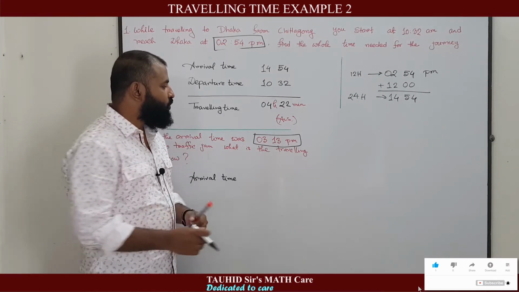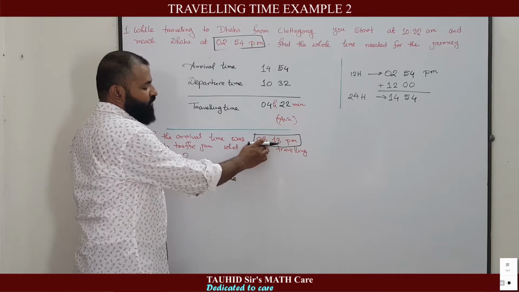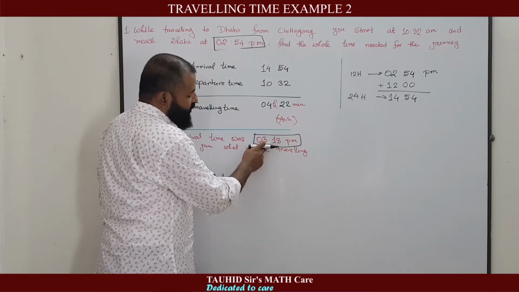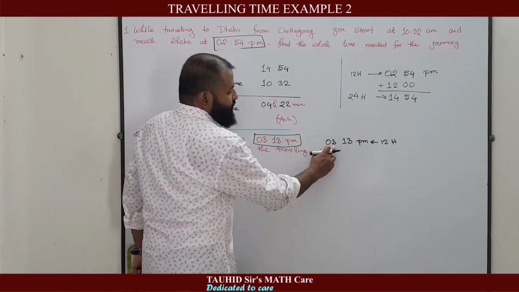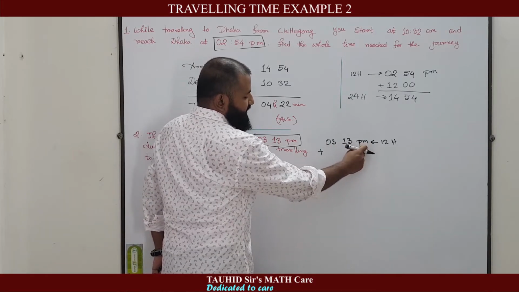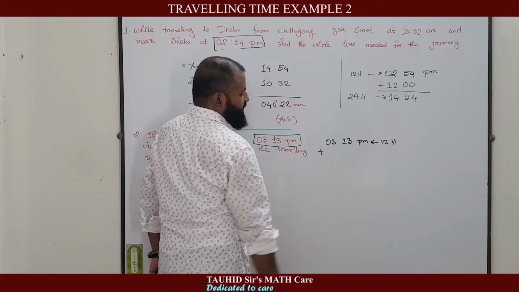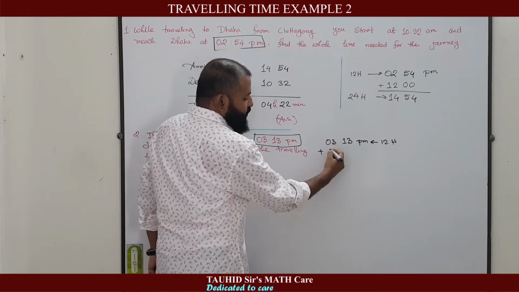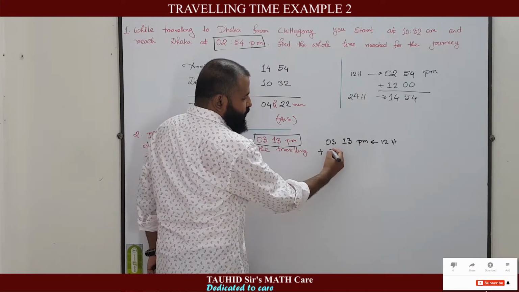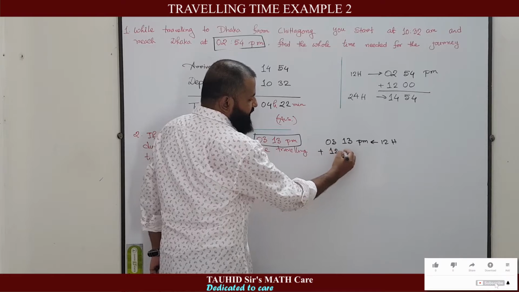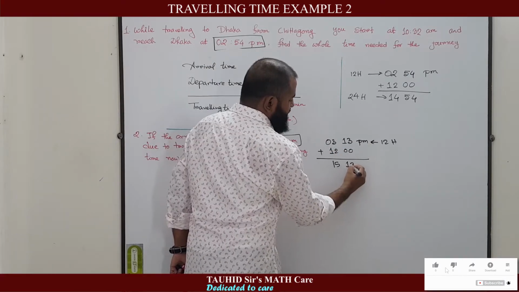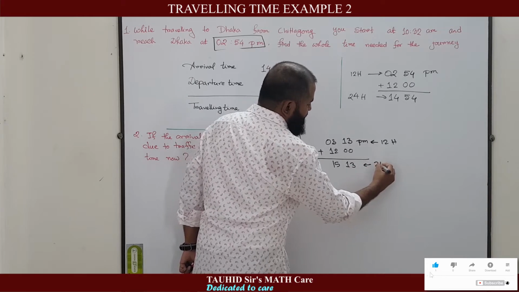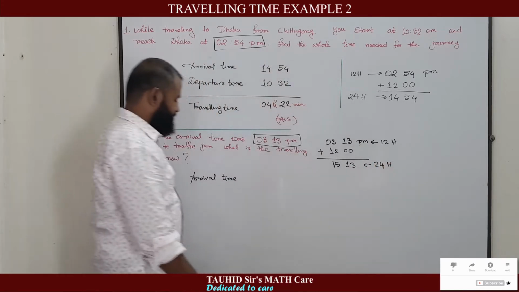We need to convert this 12-hour format to 24-hour format. That means we will add 12 hours to it. 3:13 p.m. is in 12-hour format, and if we need to convert it to 24-hour format, we need to add 12:00. It becomes 15:13 in 24-hour format.